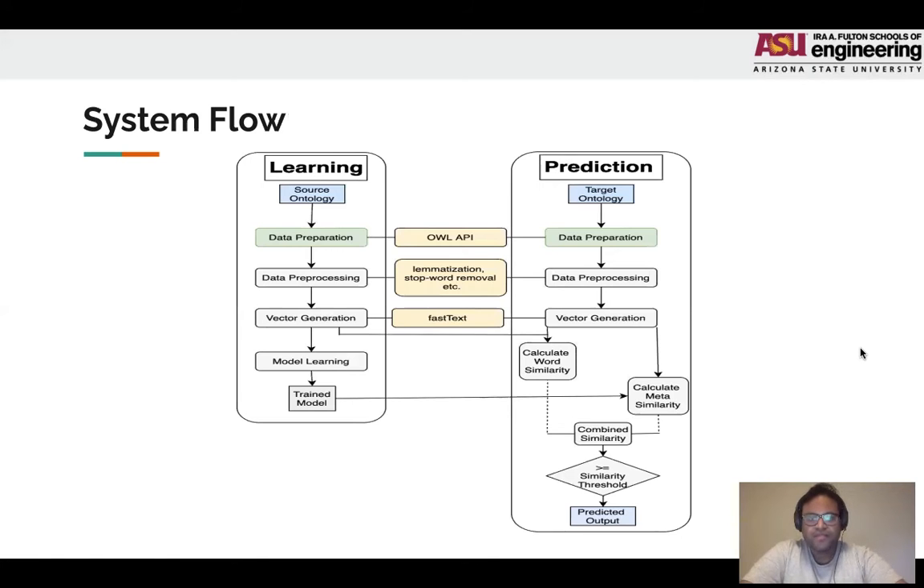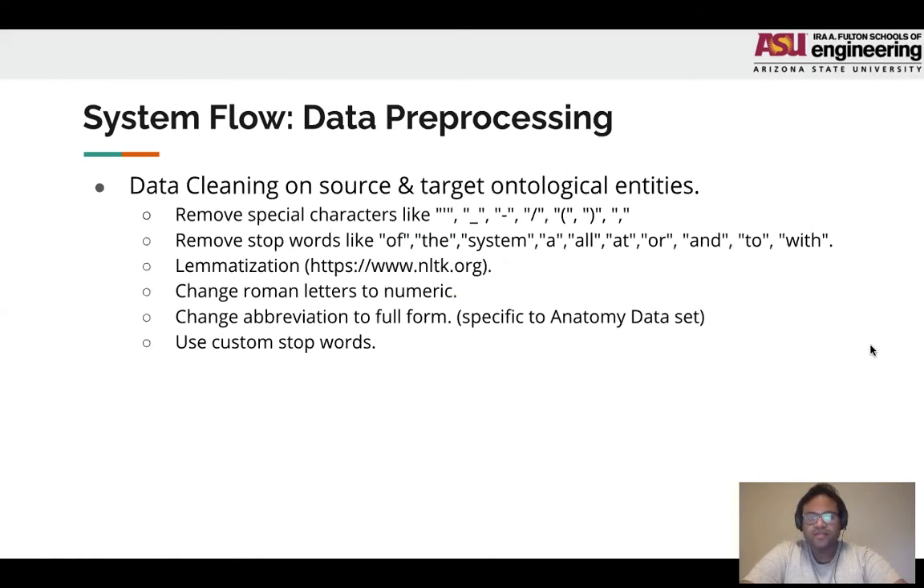So after the data preparation, the next part is data pre-processing. In the data pre-processing part, we have used some of the basic NLP techniques to clean our labels. We remove some special characters, we remove some of the stop words, we used lemmatization and used some custom words, you know, to make our data more clean.